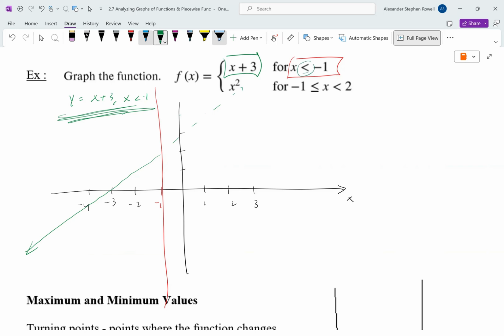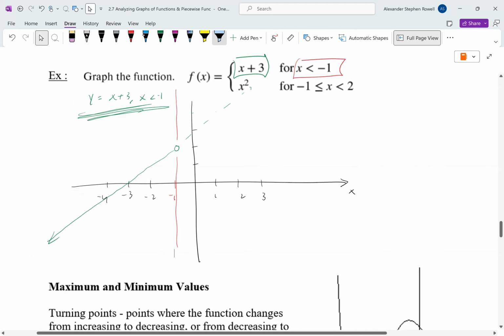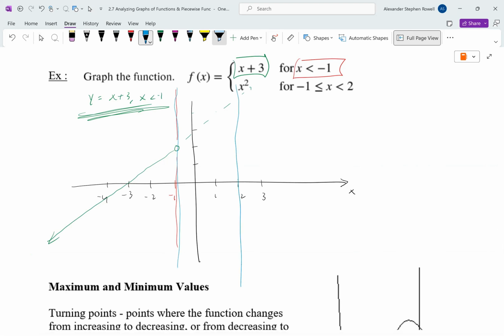If x is less than -1, we're not including it, and there's an open dot there. All right, the next interval, x is between what and what? -1 and 2. So I look between -1 and 2, and my graph looks like what in this region? A parabola, x squared.